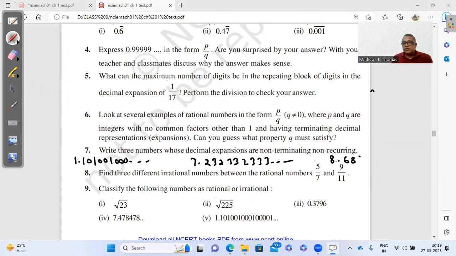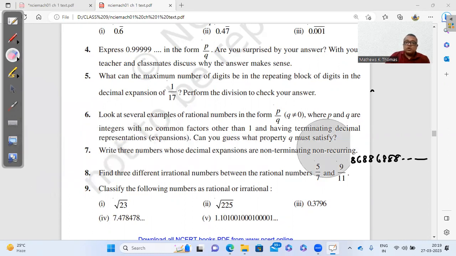8.68, 688, 6888, dash, dash, dash. So this is a series which is non-terminating and non-repeating. Please remember to put 3 dashes, which shows that it is non-terminating, and make a series like this, any 3. They have not specified between or anything, so you can write any 3 numbers.